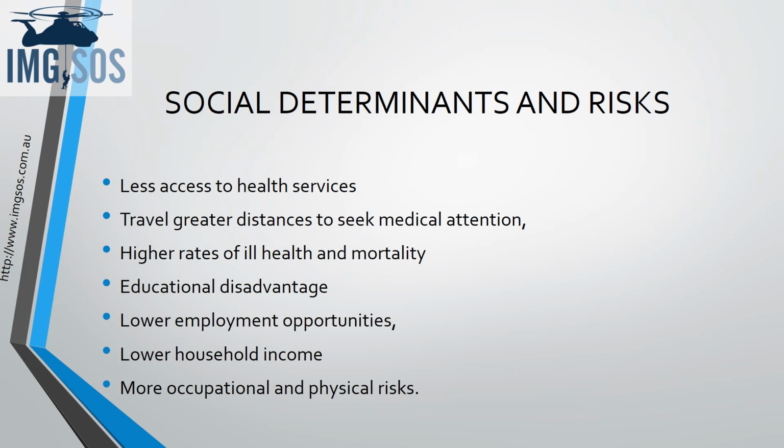Finally, people in rural areas are working in areas with more occupational and physical risks. They're often working in machinery, they're often working on farms, they're working in extreme conditions. People are driving long distances on poor quality roads and often are speeding. All of these different factors increase the risk of health independent of their access to health services.